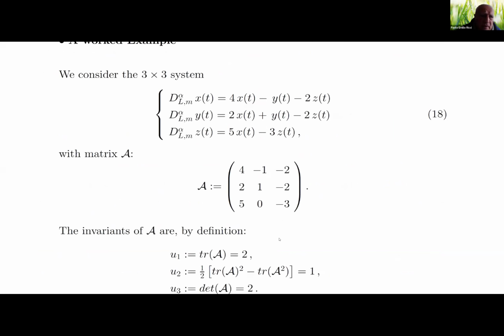This problem has been applied in a working example. For example, we consider a 3 by 3 system. This is the 3 by 3 matrix. You know the invariants: the trace, the sum of the 2 by 2 principal minors, and this is equal to 1.